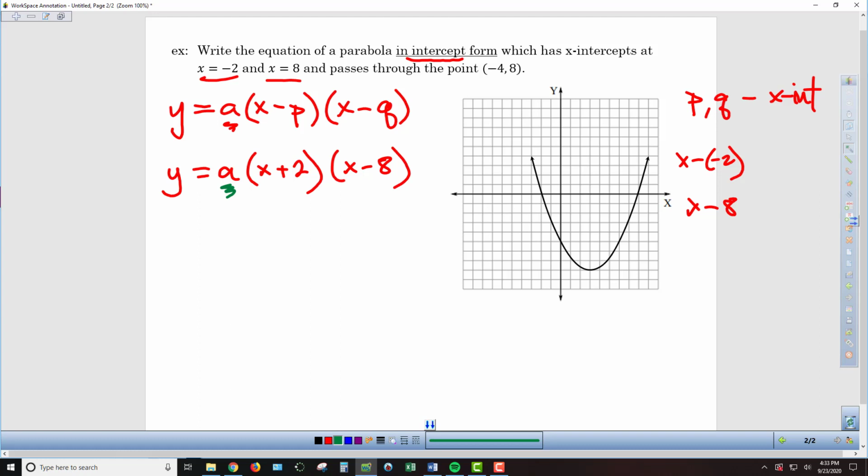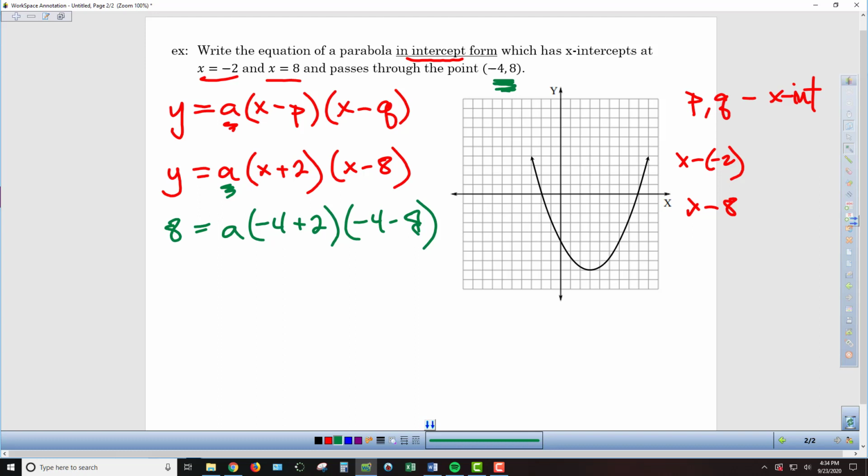Just like we did on the previous example, I'm going to use this additional information about the parabola, where they tell me that the parabola passes through this location. If I know my parabola goes through that point, I know that if I plug that in for x and y, it's going to work in my equation. So once again, I'm being cautious to plug in the correct number in the right spot. I'm going to plug in 8 in place of y. A is what I'm going to be solving for. And in both places, in place of x, I'm going to put that negative 4. So I've got negative 4 plus 2, and negative 4 minus 8.